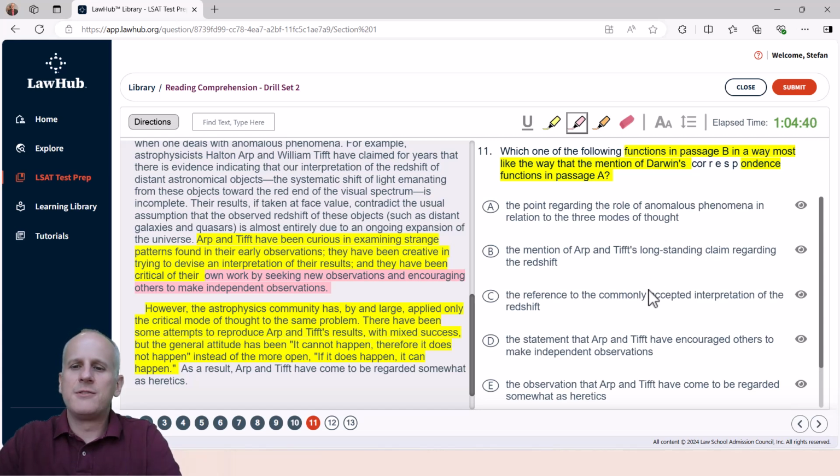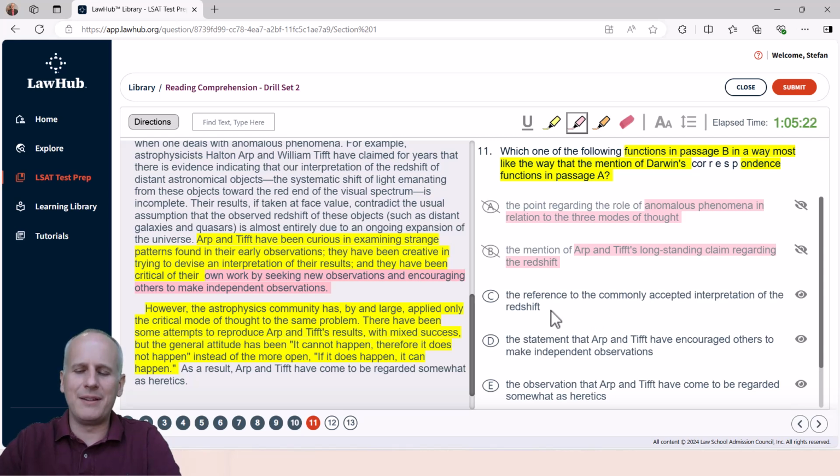So the point regarding the role of anomalous phenomena in relation to the three modes of thought, well, this quite frankly just doesn't match our prediction that we found, and that's the value of the prediction. So we can eliminate choice A because it's got nothing to do with the anomalous phenomena. The mention of A&T's longstanding claim regarding the redshift. Well, again, this is the exam just hoping that you are going to select this because you remember the terms Arp, Tifft, and redshift, but that has nothing to do with encouraging others to make independent observations, which we said is literally the information that functions the same way that Darwin's correspondence did. So we'll eliminate choice B for that reason.